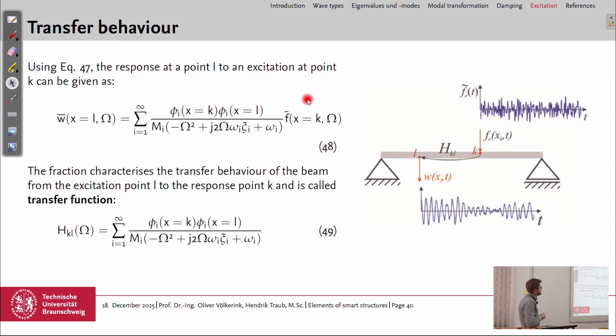Then we can use an expression like this, where we again multiply the eigenmode shape at the point K with the eigenmode shape at the point L times the spectral excitation in the frequency domain, and then we can get a description of the deflection with respect to frequency at the point L. And this fraction here, or this sum of fractions here, is our transfer function from point K to point L.